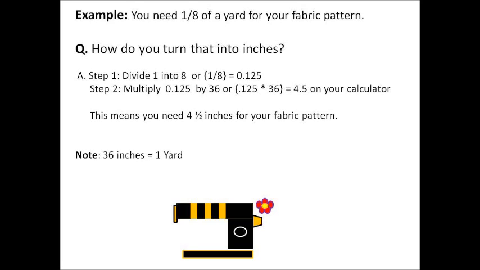And just as a side note, in case you may have forgotten, 36 inches equals a yard. So that is essentially why we are multiplying our decimal by 36. Now let's go ahead and move into our second example.